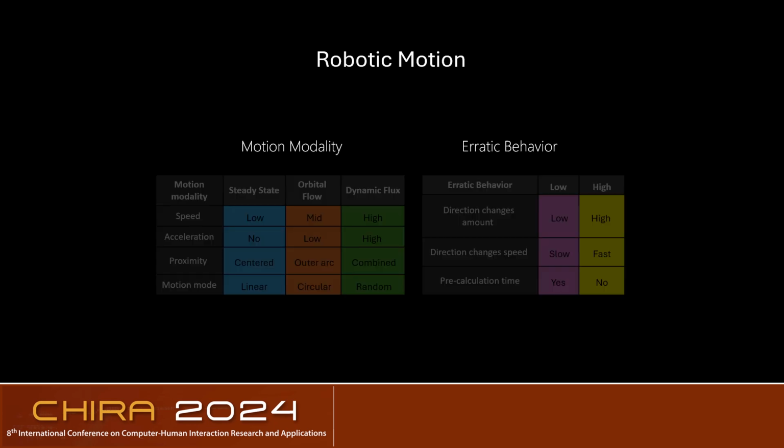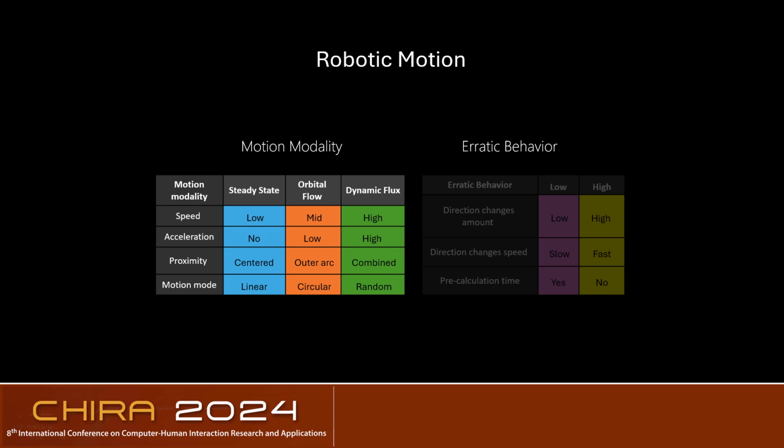We use the motion components to create 2 groups of robotic motion: motion modality and erratic behavior. Motion modality encompasses steady state, defined by a low speed, absence of acceleration, central proximity, and linear motion; orbital flow, characterized by medium speed, minimal acceleration, peripheral proximity, and circular motion; and dynamic flux, marked by high speed, significant accelerations, a mix of central and peripheral proximity, and unpredictable motion patterns, including both linear and circular movements.